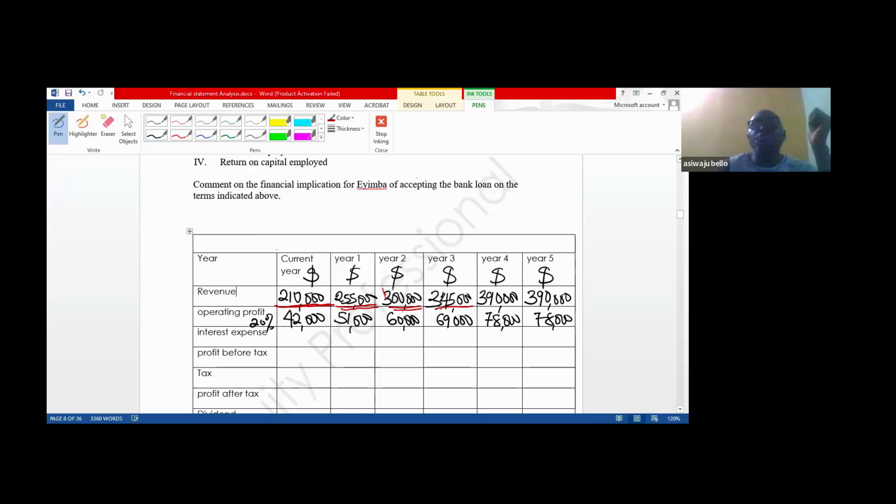Don't forget, your operating profit is profit before interest and tax. Next, we need to get our interest expense. We now go to calculation.